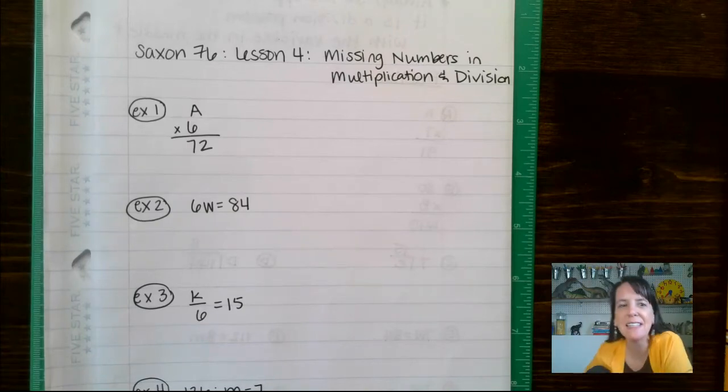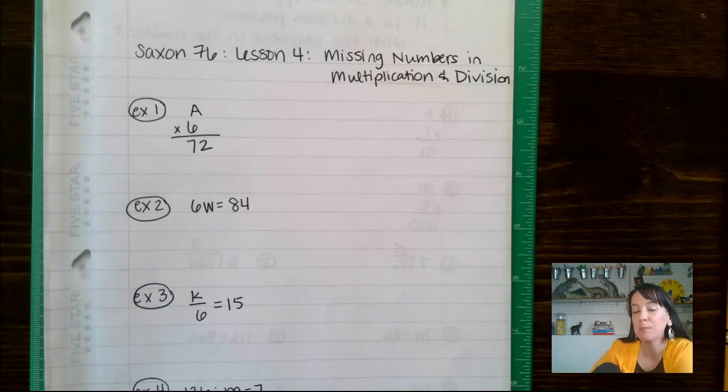Friends, welcome back. This is for Saxon 76, lesson 4, the 4th edition: Missing numbers in multiplication and division. So if you saw the last video, we learned about missing numbers in addition and subtraction. Now we're going to do multiplication and division, because the opposite of multiply is divide, and the opposite of divide is multiply.